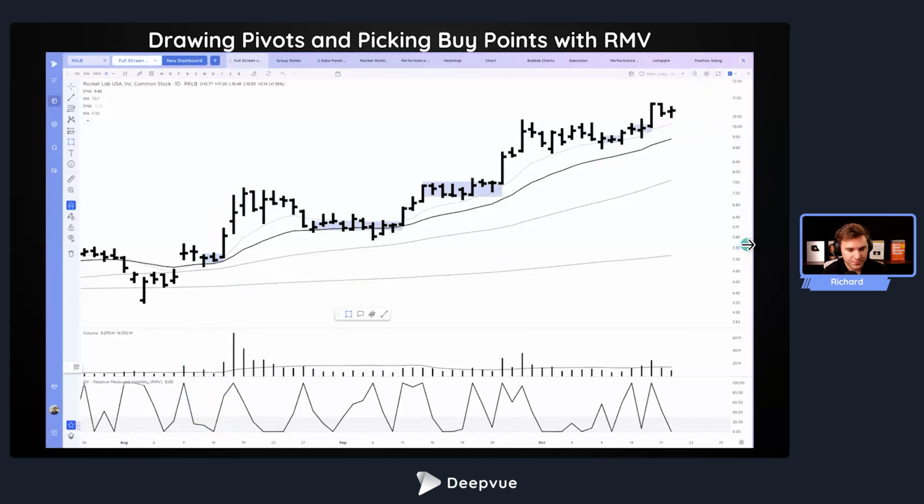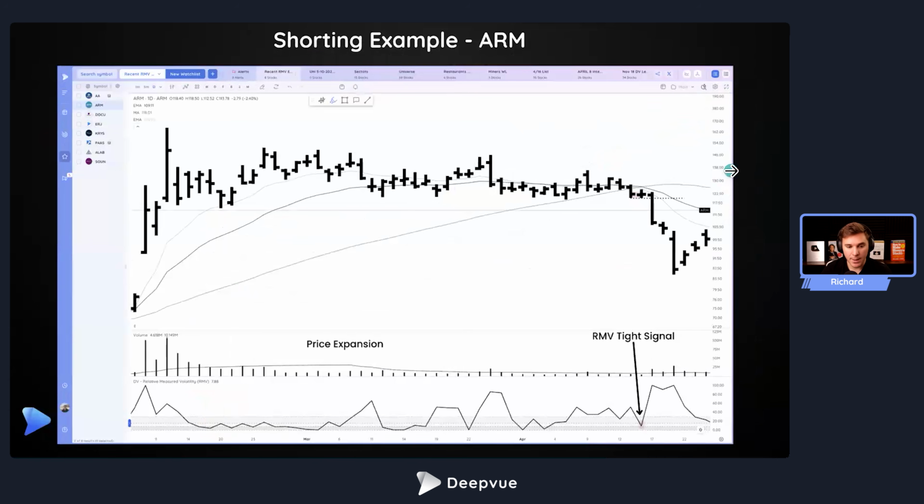RMV tight signal right there for you. Here's a shorting example. So again, expansion can happen to the downside as well. Here we have an overall base. We've got a key level that forms the low of this base, and we get a tight inside day. So again, a primed short setup in this case, and we get expansion to the downside. I think this was like 30% in 3 days. And if you're a short artist, you can definitely use RMV as well to play those expansions to the downside.